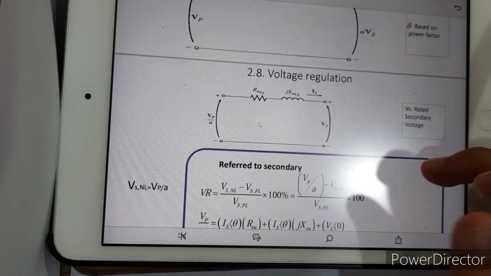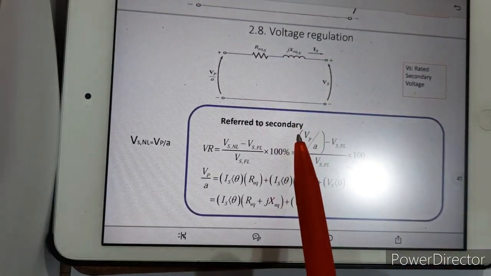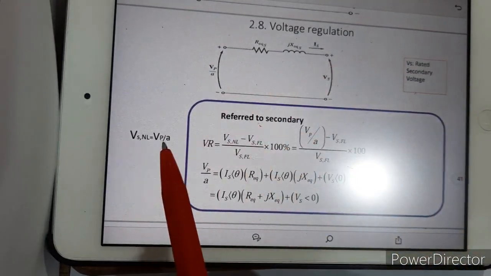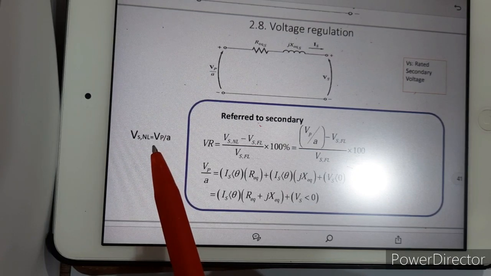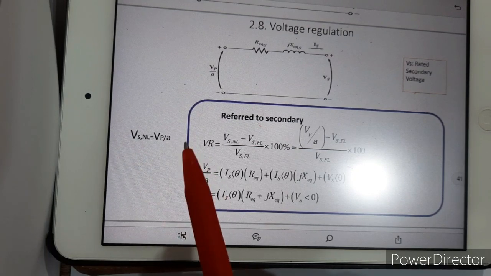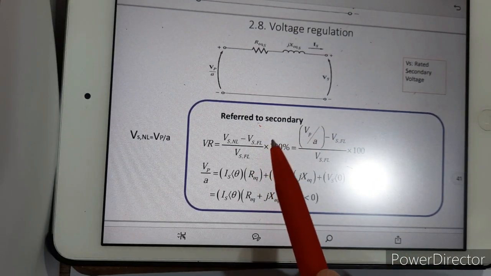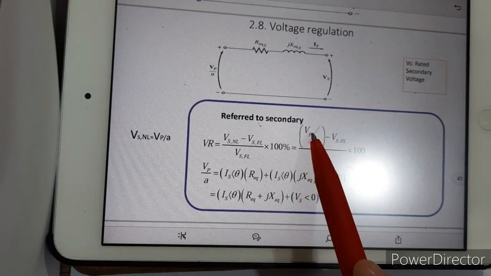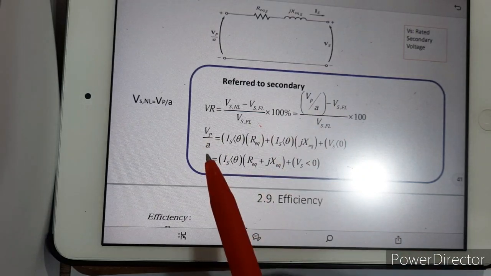Okay, now the voltage regulation referred to the secondary. Remember, when referred to the secondary, Vs no load equals Vp over a, where we bring the primary voltage to the secondary side, and Vs full load is still Vs full load. So the difference is Vp over a. What we want to determine is Vp over a.